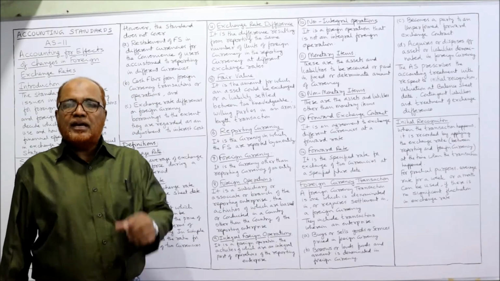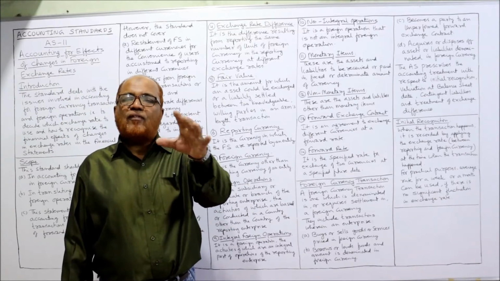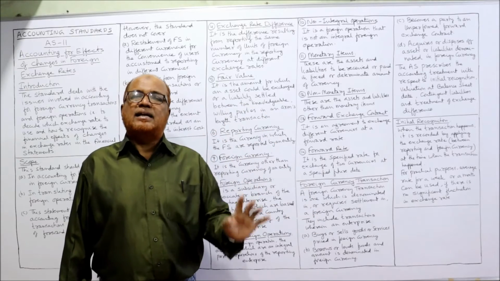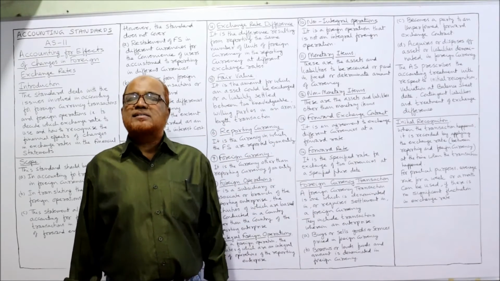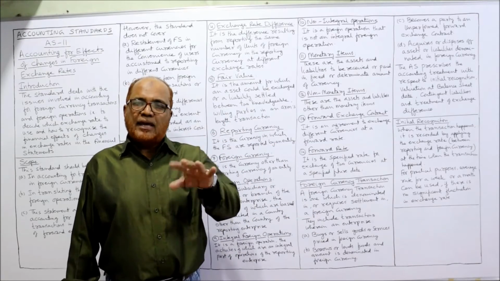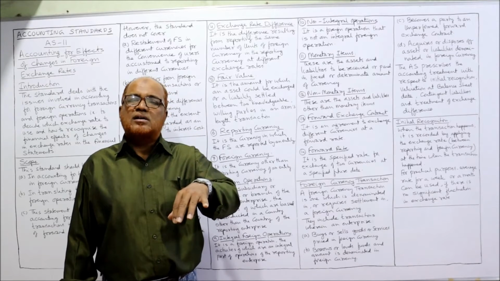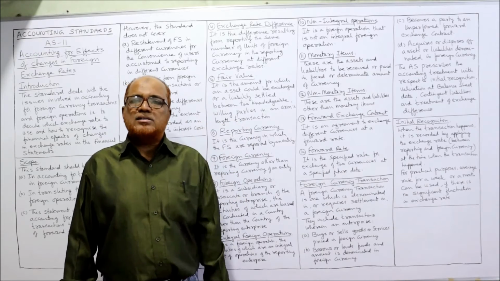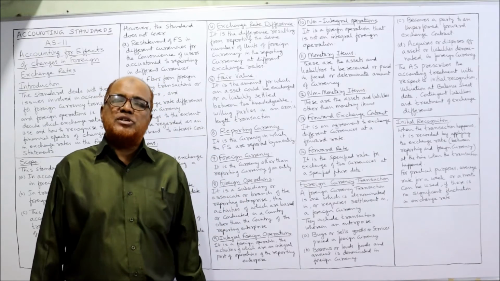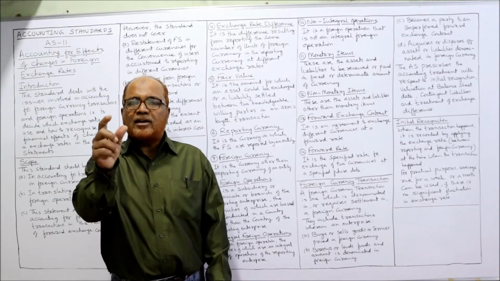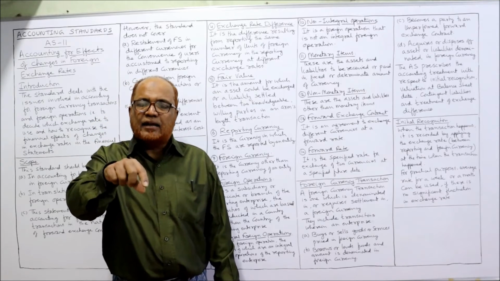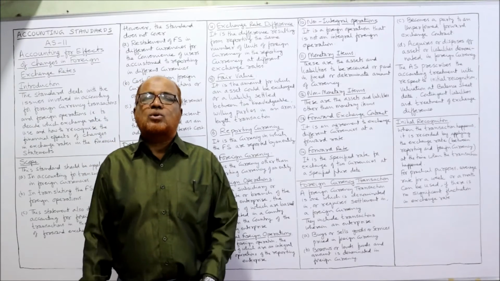Forward rate. It is the rate at which the forward contract is settled. Just now I gave the example of A and B. A and B enter into a contract that A will purchase $1,000 and B will sell $1,000 at a fixed rate of 80 rupees per dollar. This rate of 80 rupees, which is agreed between A and B, is called the forward rate.